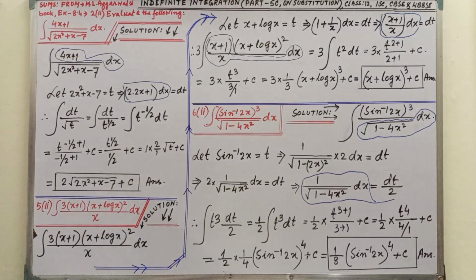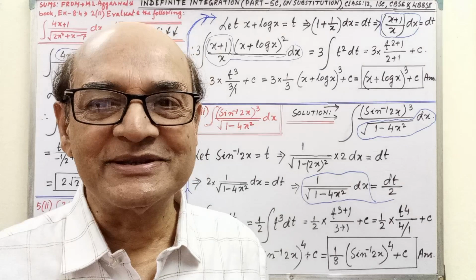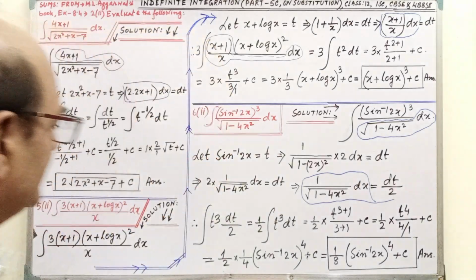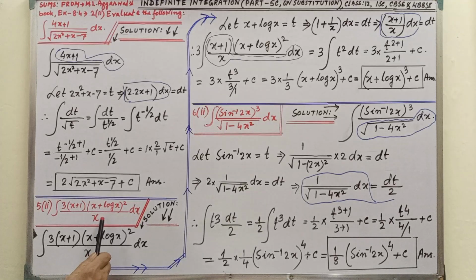Next sum. Sum number 5 part 2. By looking at the sum, you may think the sum is critical, but not at all. If you think and if you observe attentively, then easily you will understand. There is a constant 3, so it will come outside of the integration, and the remaining part is x plus 1 by x and x plus log x.